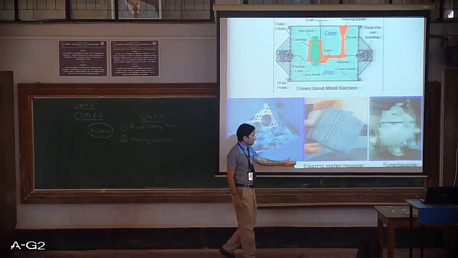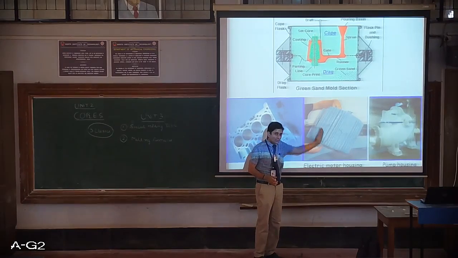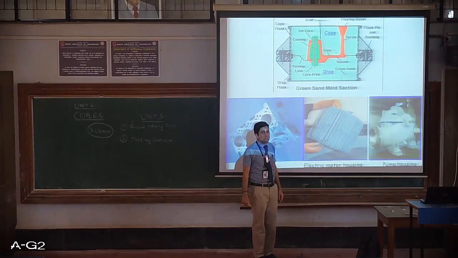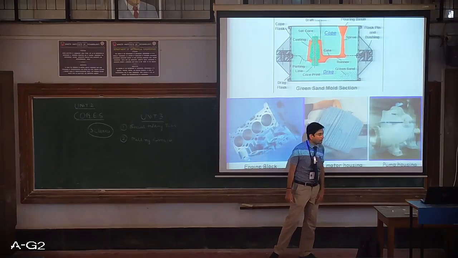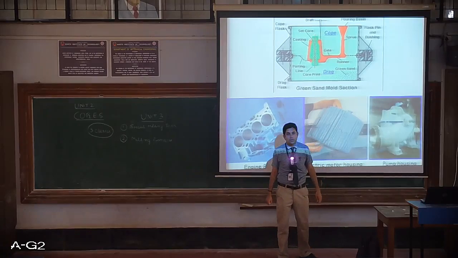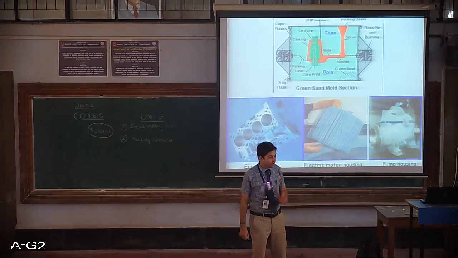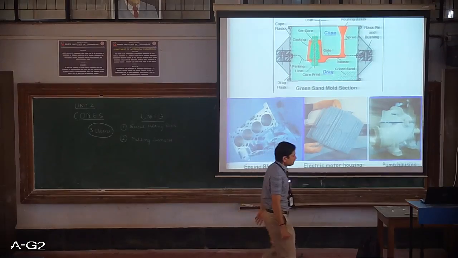Similarly, this is an electric motor housing. You can see that the housing of the electric motors which we use in our houses, meaning the cover part, is made up of casting, while the central hollow section will be made using the cores. Similarly, one more, the pump housing. You can see all the hollow sections inside are produced with the usage of this thing called cores, C-O-R-E. Okay, so this is the thing.